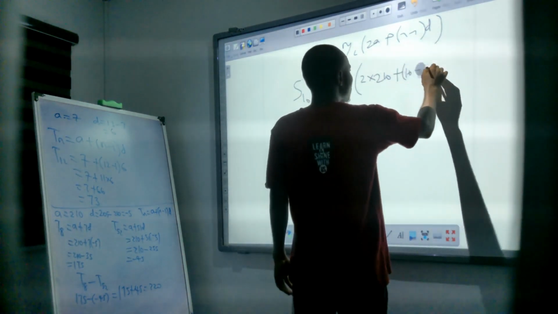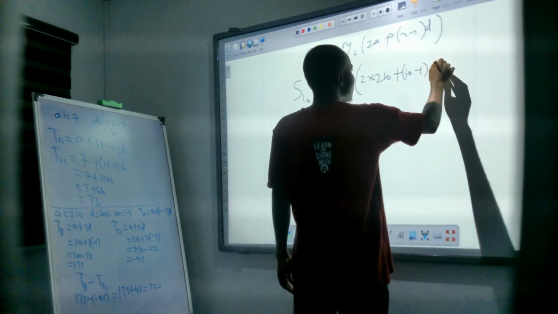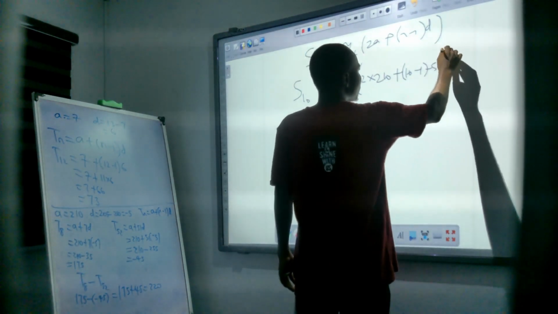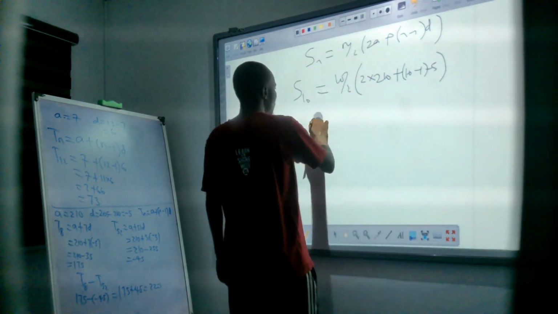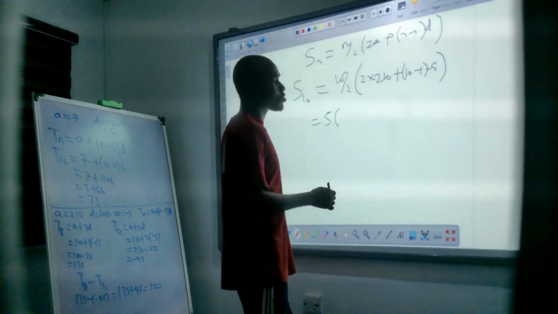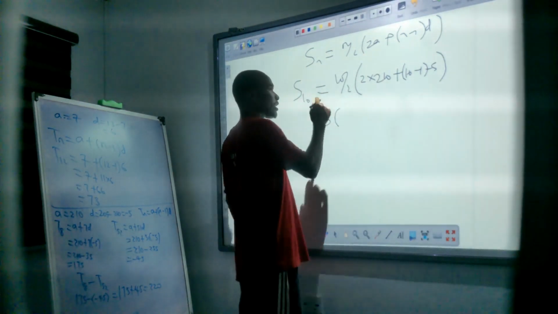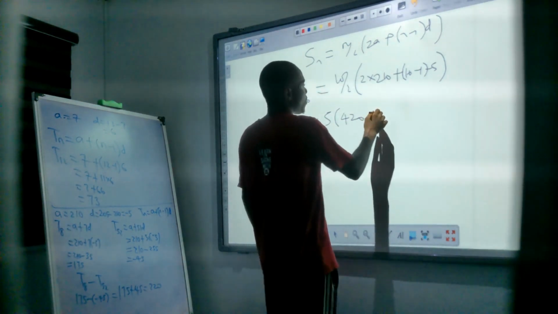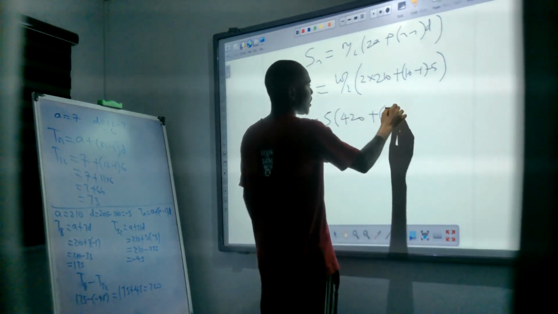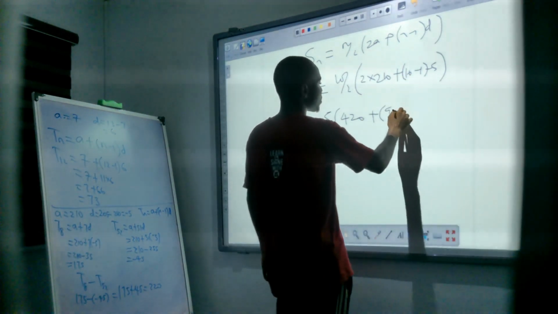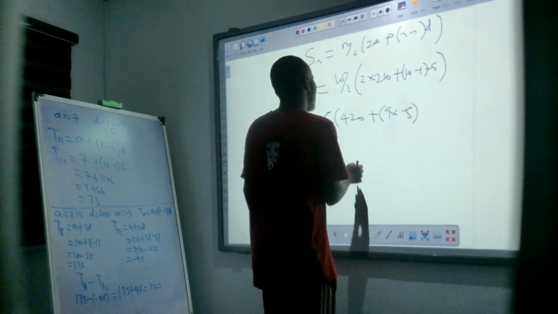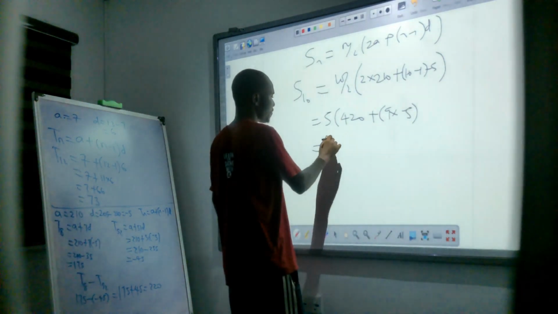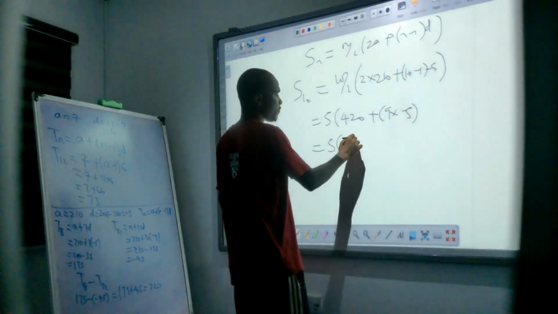210 plus 10 minus 1 times minus 5. So we will say we have 5 times, or 10 over 2 is 5, times 2 times 210 is 420. Plus 9, 10 minus 1 is 9, 9 times what? Minus 5.